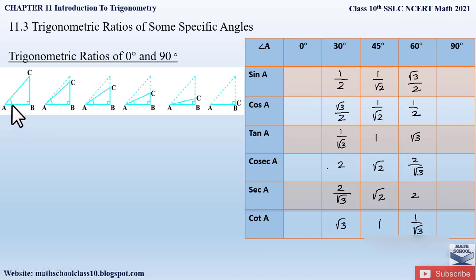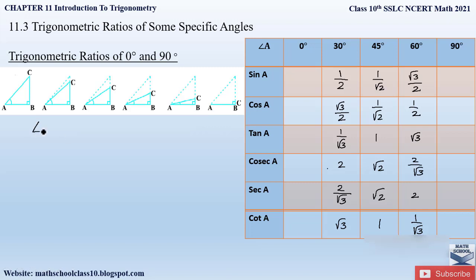So when this angle A becomes 0, or this angle reduces and goes to 0, what happens to this triangle? Let us find out. As you can see here in the figure, as angle A becomes smaller and smaller, the length of the side BC reduces. Right, BC is reducing as you can see here. Hypotenuse AC is almost equal to the side AB and the side BC will become 0.